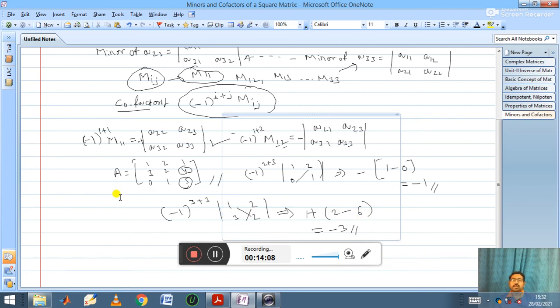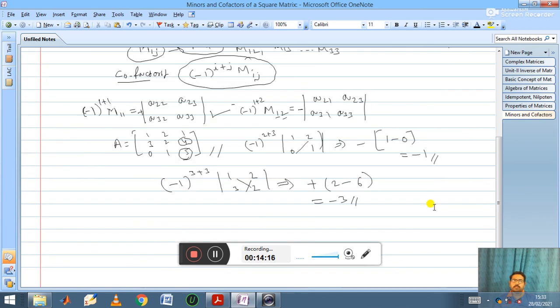Okay, so like that you can find the cofactor of each and every element. Please practice writing cofactors and minors of each element by taking different problems.